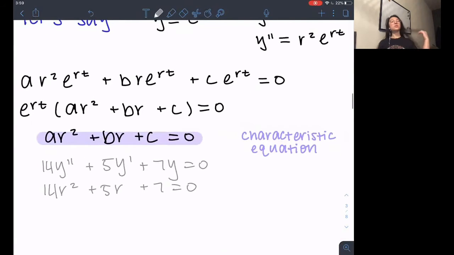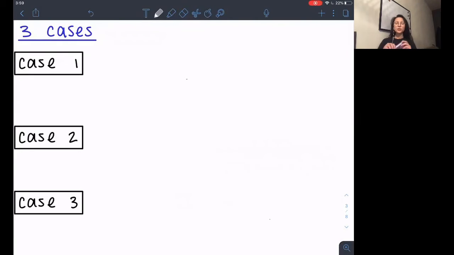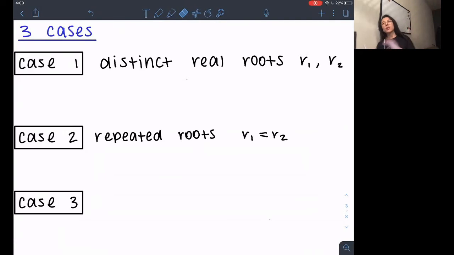When you solve these equations, there are 3 things that can happen; there are 3 cases. So let's take a look at those cases. Case 1, we're going to have distinct real roots. That just means that they're linearly independent, not multiples of each other, just 2 different real numbers. For case 2, we have repeated roots, where the r is the same.